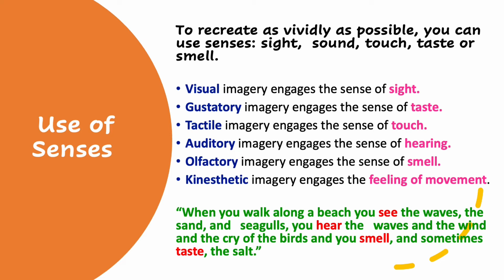Visual imagery engages the sense of sight, and gustatory taste, tactile touch, auditory hearing, olfactory smell, and kinesthetic feeling of movement. If you want to describe the environment of the beach, you can see the waves, the sand, and seagulls. You hear the waves and the wind and the cry of the birds, and you smell and sometimes you taste the salt. So you can see these 4 senses in one description.